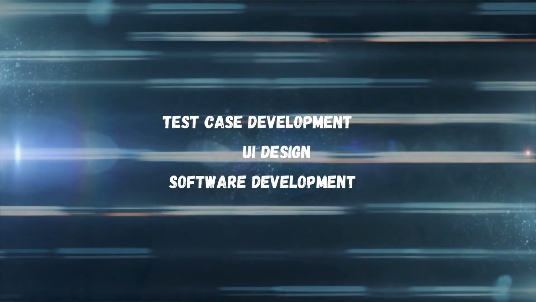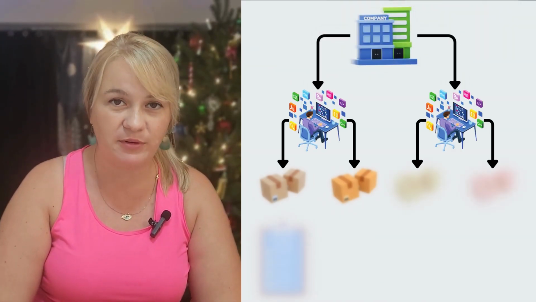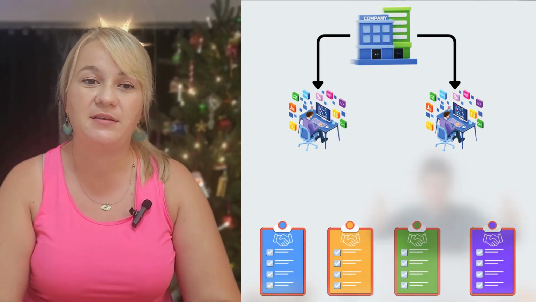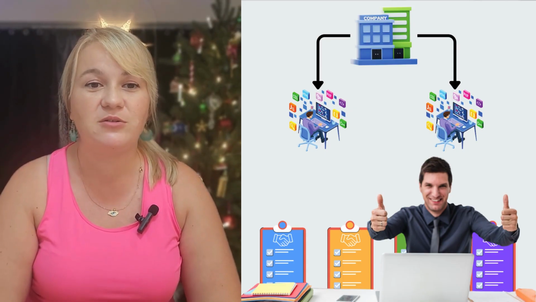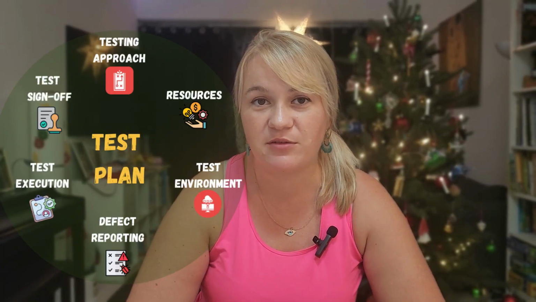Test case development. QA engineers are developing test plan, test cases, and test scripts based on the requirements and design documents. This stage often goes in parallel with design and software development stages. Usually the QA team has a list of agreements specific for the company, project, and product. This list is called test plan. A good test plan is self-explained and doesn't need any addition in order to start testing the product right away. It can contain testing approach, resources, test environment, defect reporting, test execution, test sign-off, etc.